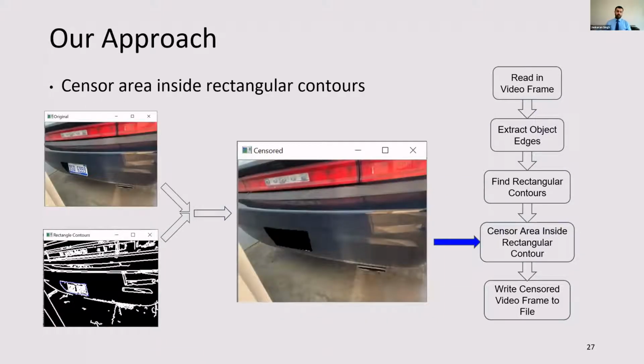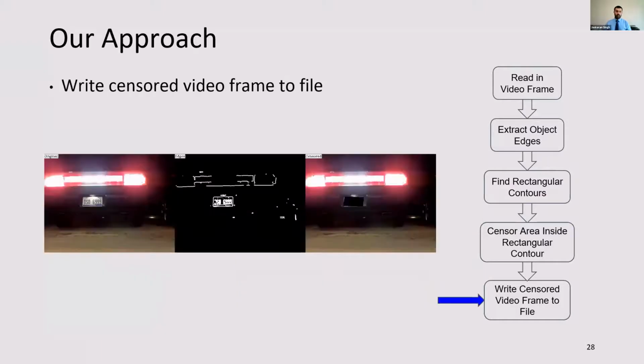So we take that blue contour that was found, the area on the screen in the image, and we fill that area in and simply add that filled in area to the original image to come up with this final censored image. And then if we go next, here's just the last step in the process of us writing the censored video frame to file. The whole video ends up being saved just like this, and it's easy for the user to access.